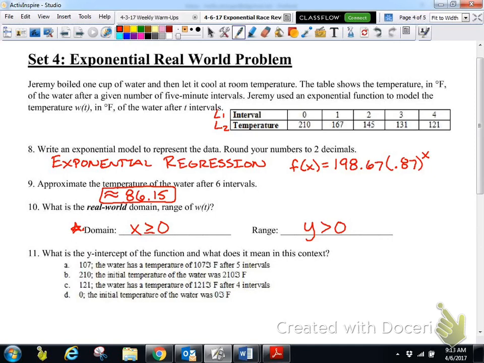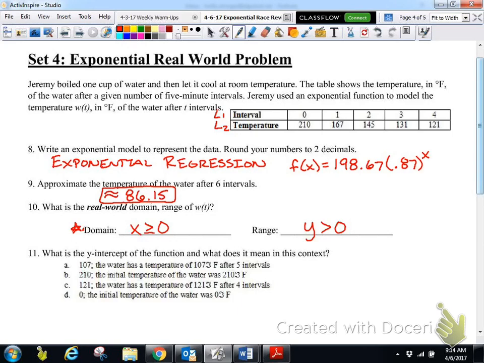The domain, in this case, since it's a real-world situation, is not all real numbers. Instead, we have to look at our minimum number of intervals, which is 0. And we can have infinite intervals going forward, so x is greater than or equal to 0, so there's a restriction in place. Our range, we still have an asymptote at y equals 0, so our range would be y is greater than 0. Now look at number 11 real quick.